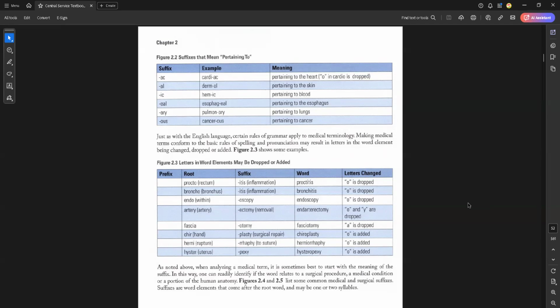When it comes to figure 2.3, letters in word elements may be dropped or added. There are a lot of examples over here. Look at the word proctor, the first one. Look under letters change. O is dropped. Then somewhere, when you look under that, O is added. So in some places O is dropped, in some places O is added, just for the sake of the combining vowel, for the ease of pronunciation. Okay, let's go to the next page.